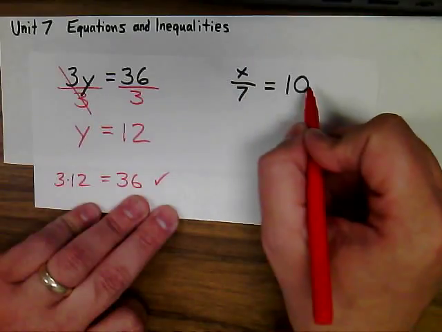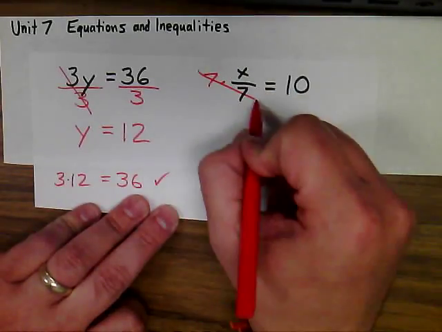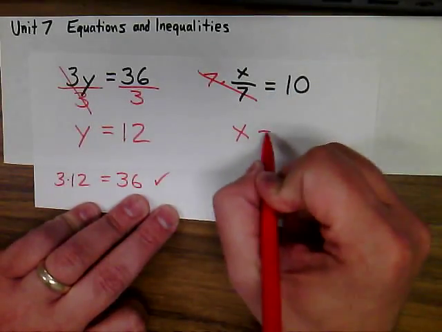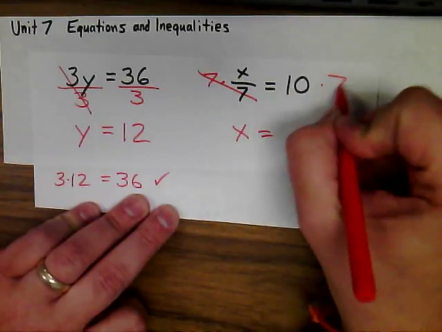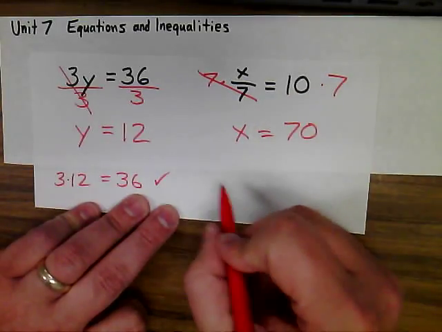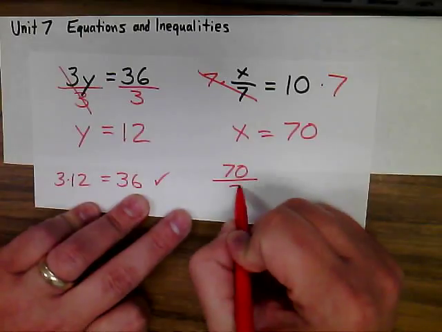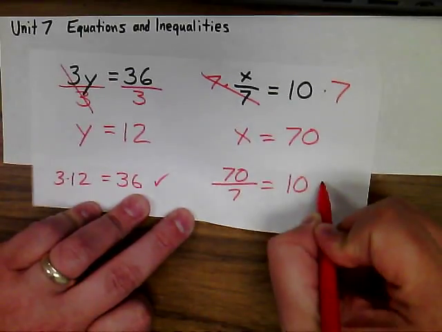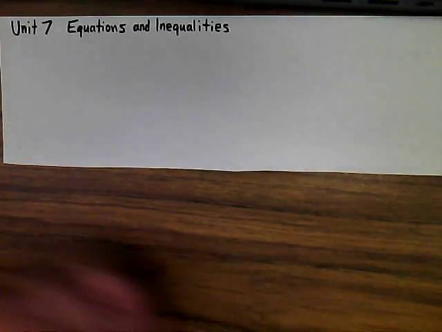X divided by 7 equals 10. We're going to multiply x divided by 7 times 7. That leaves us with x equals. Because we multiplied by 7 here, we'll multiply by 7 here. We believe x is 70. If we do 70 divided by 7, sure enough, that equals 10. And we know that our solutions are correct.